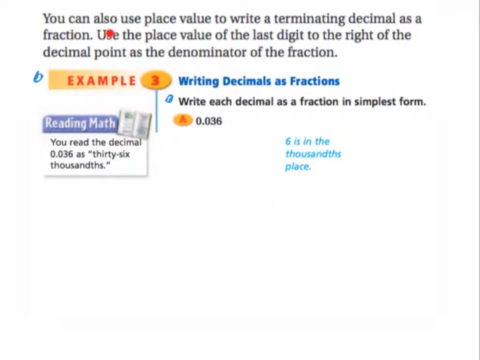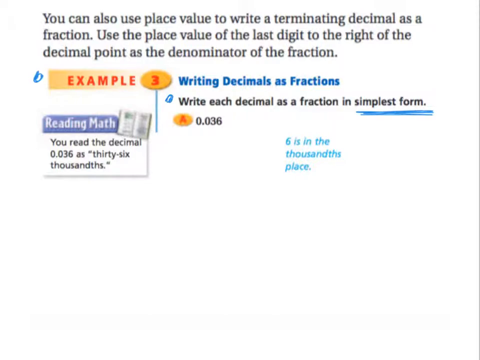You can also use place value to write a terminating decimal as a fraction. So remember, a terminating decimal is a decimal that ends. Use the place value of the last digit to the right of the decimal point as the denominator of the fraction. So example 3, write each decimal as a fraction in simplest form. Now this is very, very important. We have to take our fraction we get and put it into simplest form.